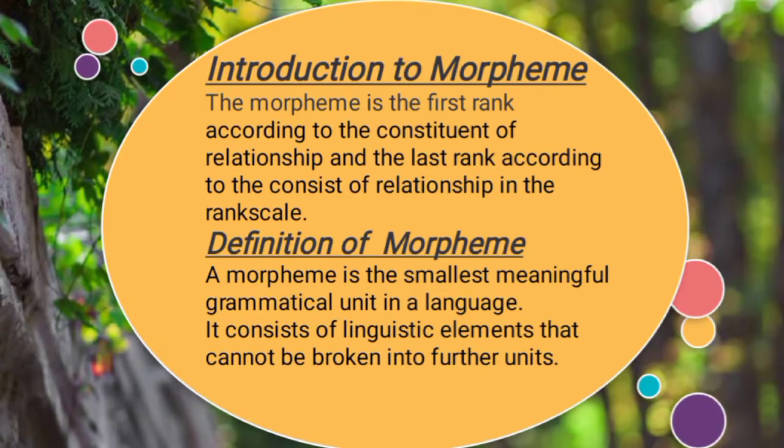Introduction to morpheme. The morpheme is the first rank according to the constituent relationship and the last rank according to the consist of relationship in the rank scale. Definition of morpheme. A morpheme is the smallest meaningful grammatical unit in a language. It consists of linguistic elements that cannot be broken into further units.